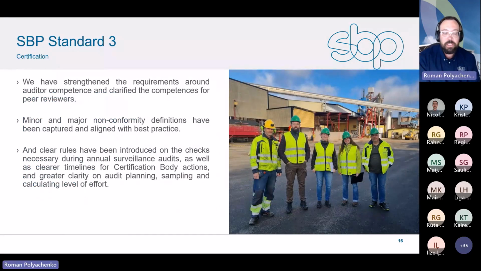All right, so we covered standard 1 and standard 2, and let's move to the next standard, standard 3. It's a less known standard for certificate holders. It is used by certification bodies and the accreditation body. A revised version of the standard has strengthened the auditor and peer reviewer competency requirements. It also has a definition of non-conformances which is aligned with best practices, greater clarity on the checks conducted during the annual surveillance audits, and clearer timelines for the certification body to perform certain tasks. The revised standard also introduces updates on audit planning and sampling.